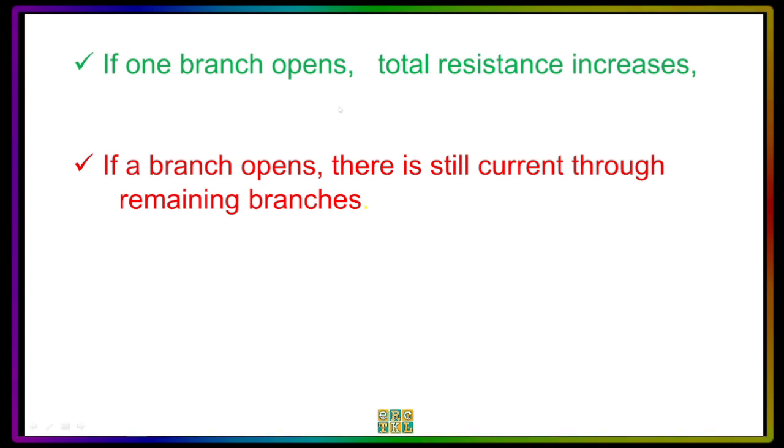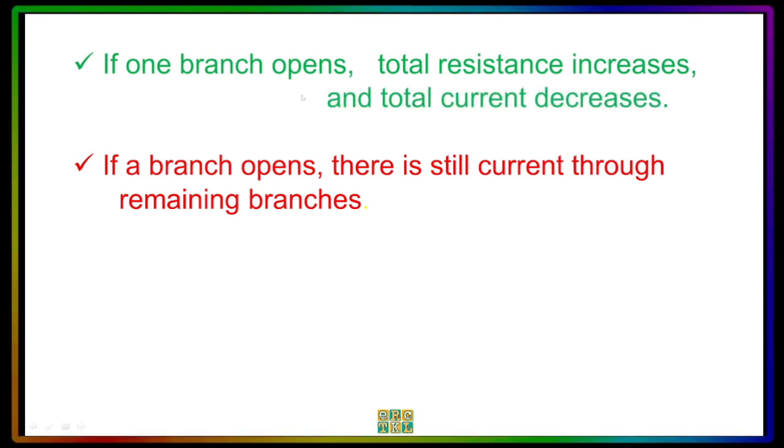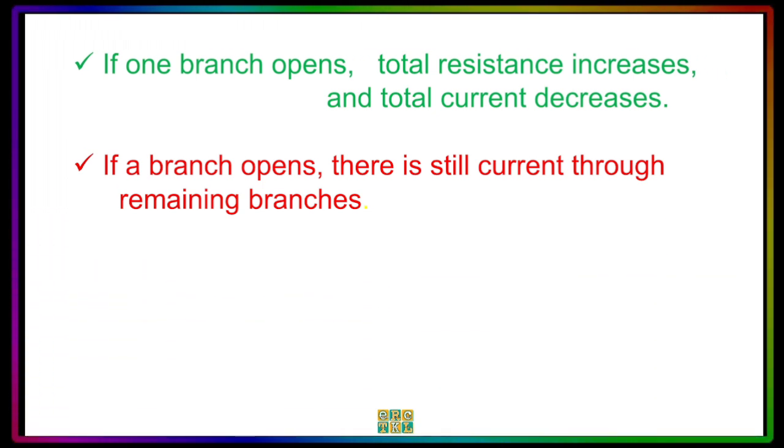Now, if one branch is open or broken, the total resistance will increase and the total current will decrease. If a branch opens, there is still current, but it will not go to that branch, but it will go to the other resistors.